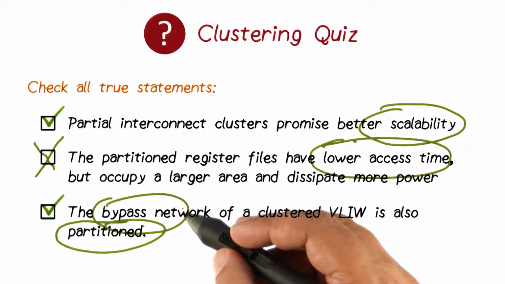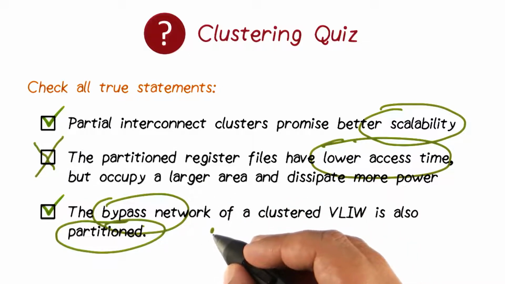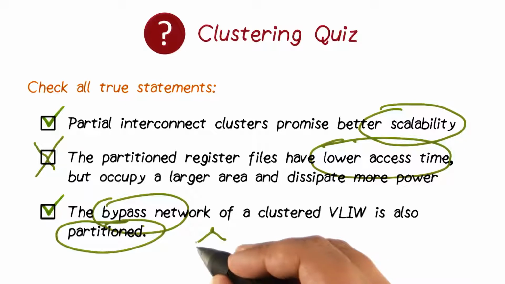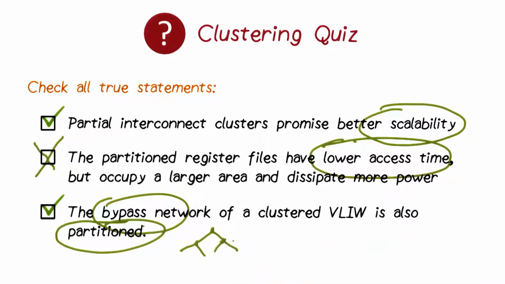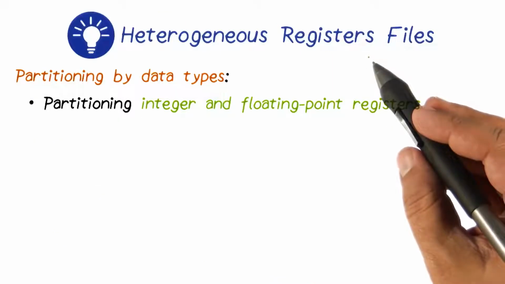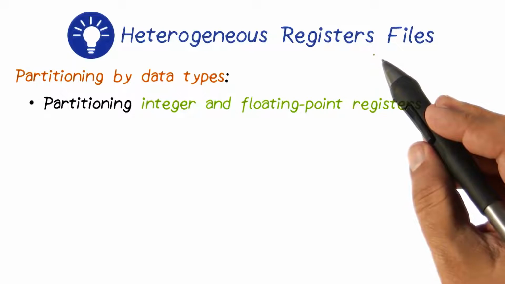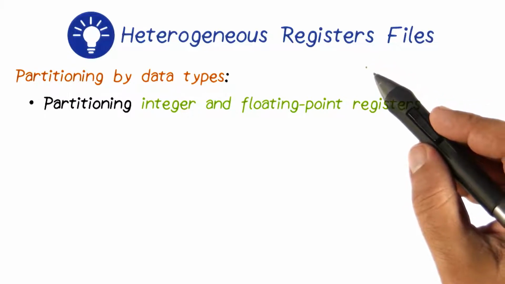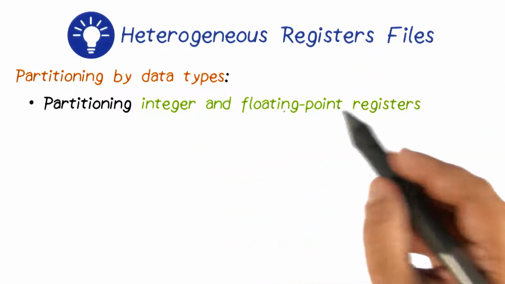The bypass network of a clustered VLIW is also partitioned, and that statement is also true. Due to a large number of registers that participate in the bypass network, it must be partitioned, otherwise it will not scale. Not only is it partitioned, but it is also made hierarchical. Many times we have heterogeneous register files, which means the clusters are dissimilar. Typically, the partitioning is sometimes done by data types. In other words, we have separate clusters for integers and separate ones for floating point registers.